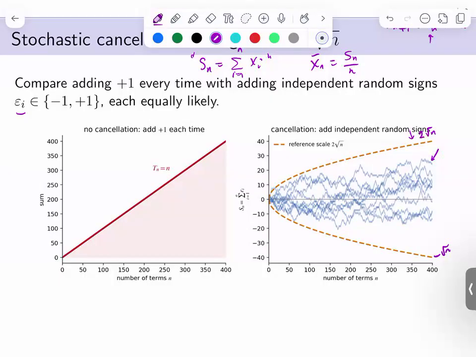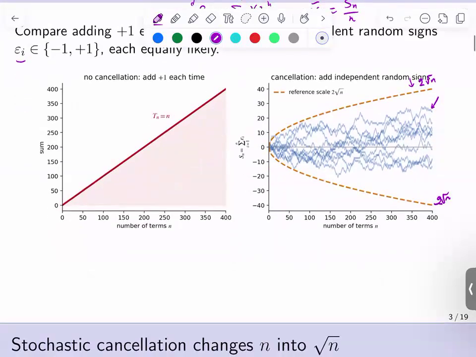Maybe let's say 2 root n, because this is going to be Gaussian, and minus 2 root n. A majority of these paths would stay in this kind of parabolic shape. The idea is you can easily show this. We already saw the variance of this would be n times the variance of one of them, which is sigma squared. So the standard deviation would be root n times sigma. Okay, sigma is the standard deviation of one of these. And so the standard deviation grows like root n. That's this root n behavior.